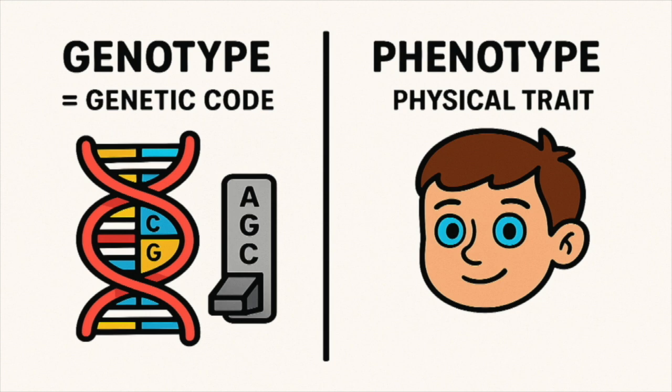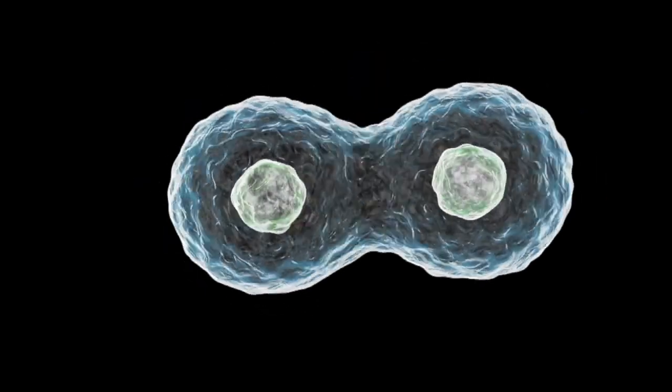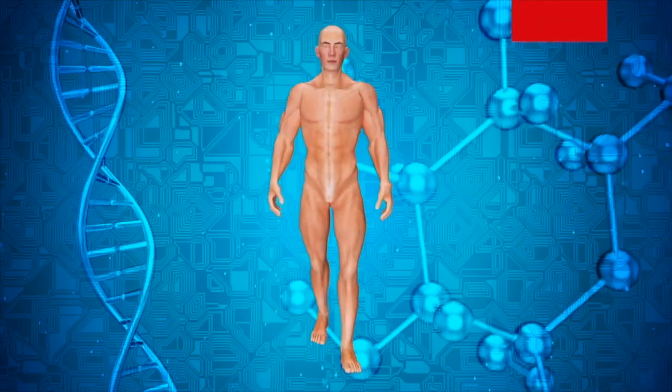Genotypes the code, the phenotype's the art. One writes the script, the other plays the part. DNA's the script, RNA's the note. Ribosomes read it, proteins get wrote. Copies made faithful when cells divide. Genome preserved so the species can thrive.